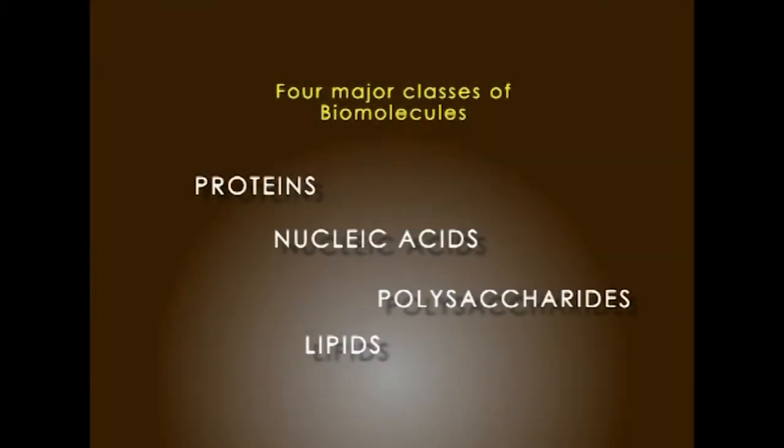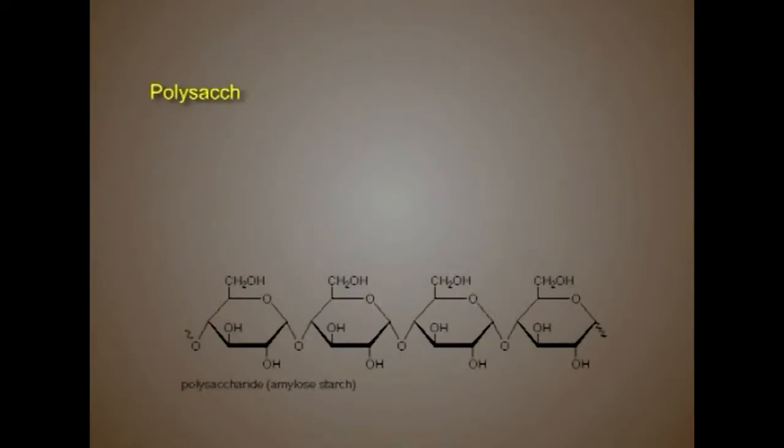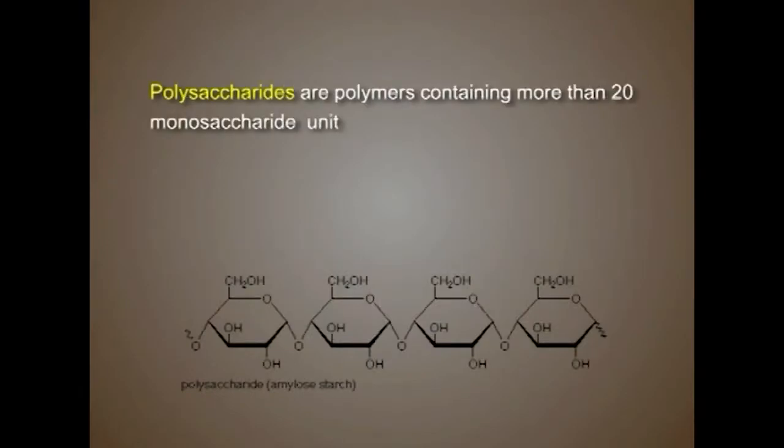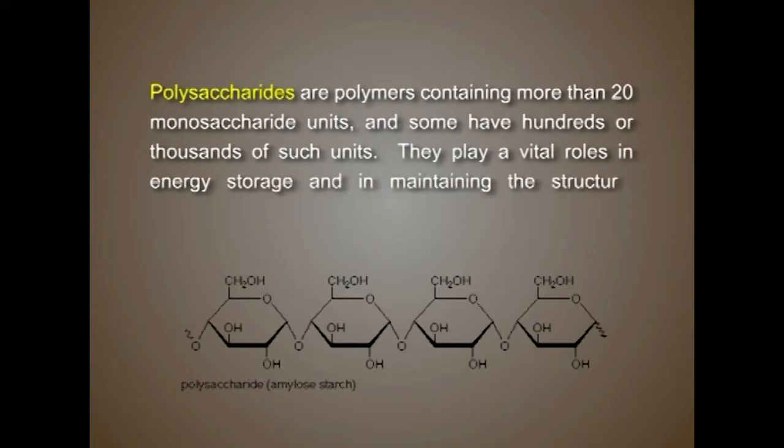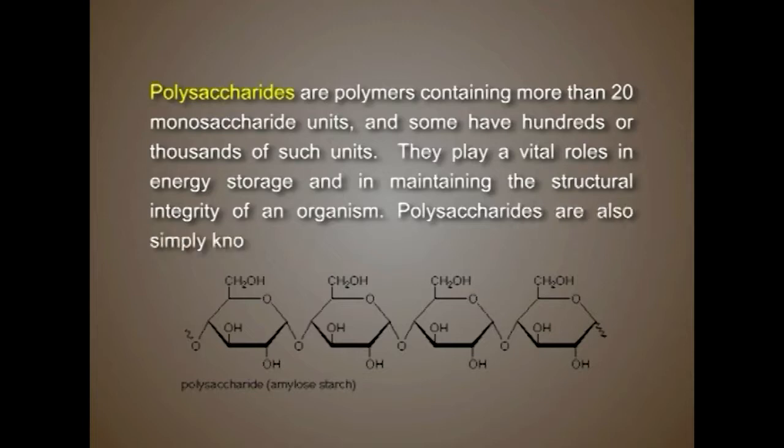Now let us discuss the third type of biomolecule, polysaccharides. Polysaccharides are polymers containing more than 20 monosaccharide units, and some have hundreds or thousands of such units. They play a vital role in energy storage and in maintaining the structural integrity of an organism. Polysaccharides are also simply known as glycans.